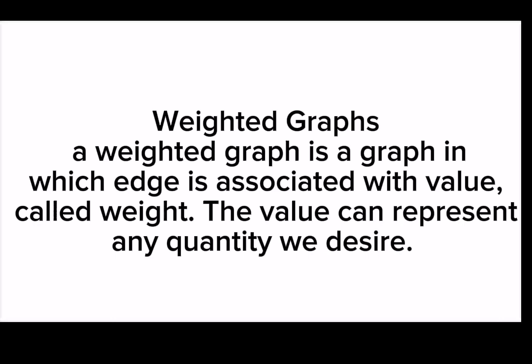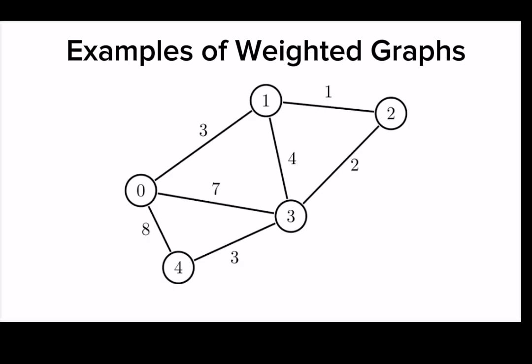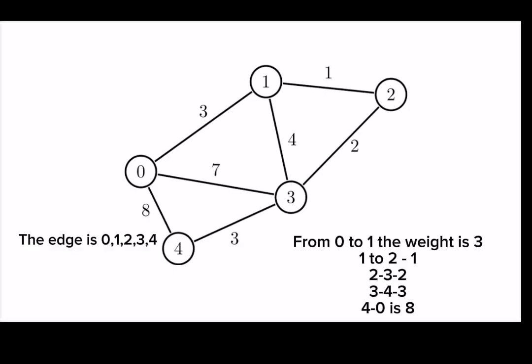Weighted graphs. A weighted graph is a graph in which each edge is associated with a value called a weight. The value can represent any quantity we desire, such as distance, time, or cost of traveling. So this is an example of a weighted graph. As you can see in the example picture, there are edges and every edge has a corresponding weight. So that is the definition of weighted graphs.